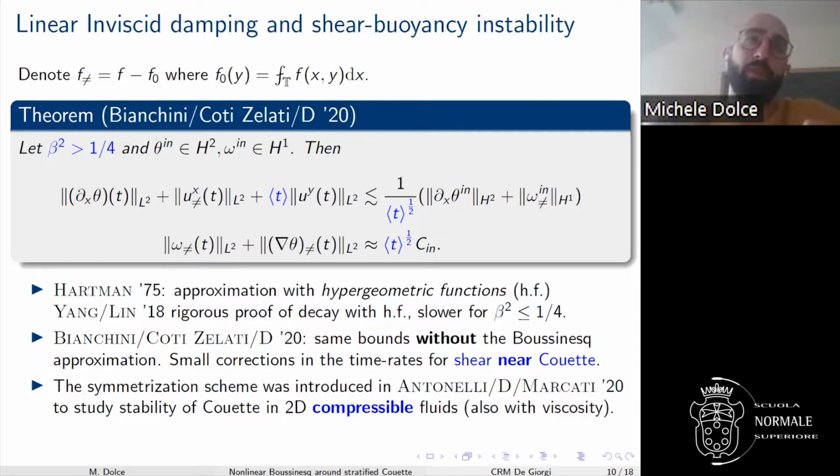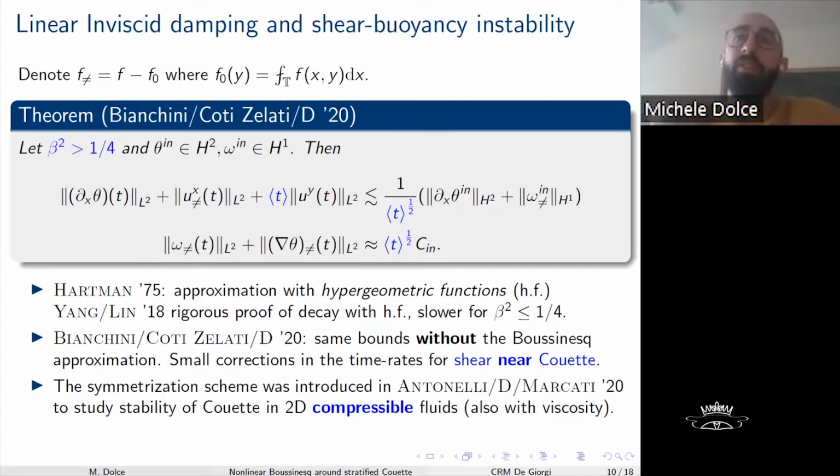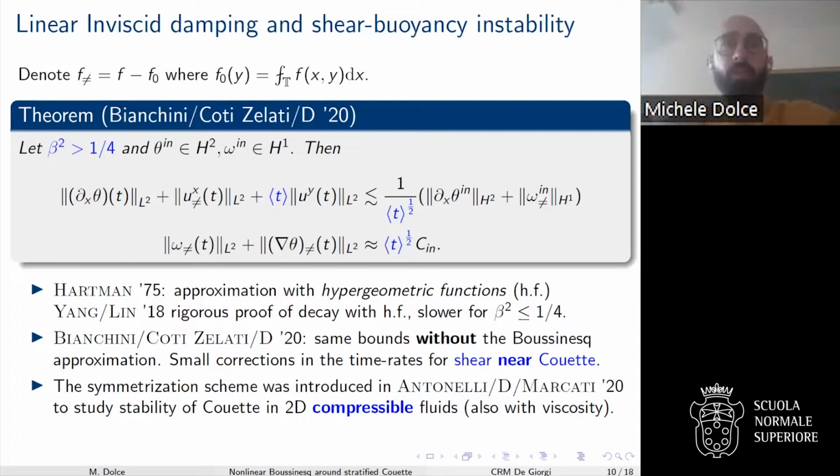But what for us was more important was actually to prove that the same holds without the Boussinesq approximation and for shear near Couette upon some small correction. Here I would like to mention that actually the symmetrization scheme, which I discussed in the previous slide, was introduced by Paolo Antonelli, myself, and Pierangelo Marcati in the same year to study the stability of the Couette flow in the compressible fluid, where we can handle also the case with viscosity.